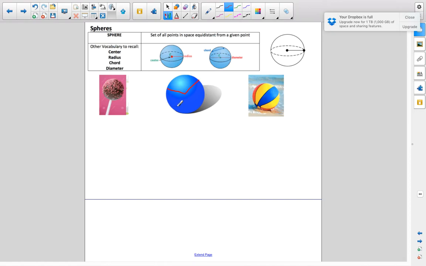Okay, it's kind of hard to draw that three-dimensional. So those are examples of radii. And then a chord connects any two sides without going through the center. It can go through the center, in which case it would be a diameter, but a chord doesn't have to go through the center. And then, of course, the diameter goes through the center from one side of the sphere to the other. Those are just some vocab words I'm going over right up here.